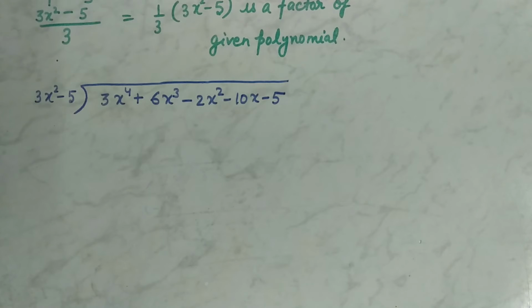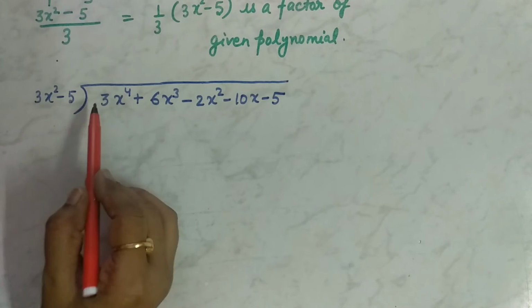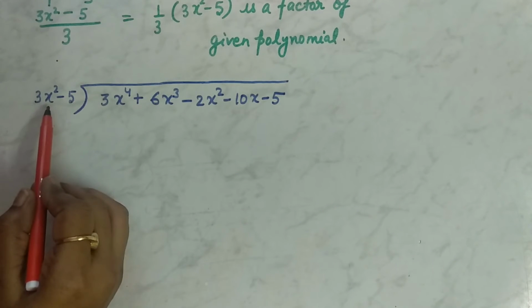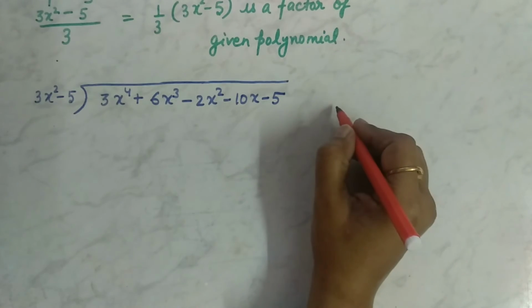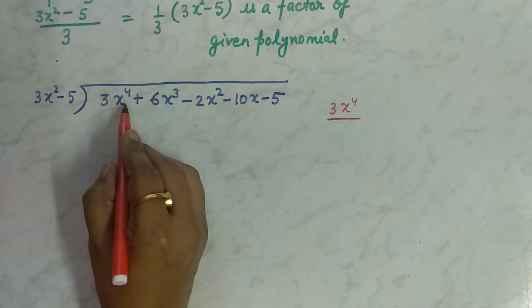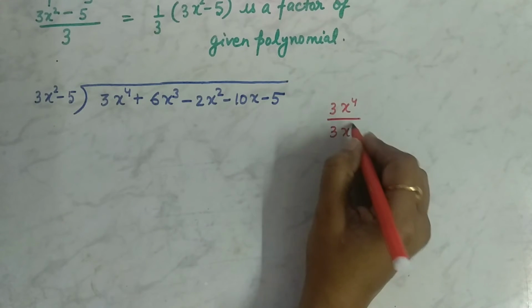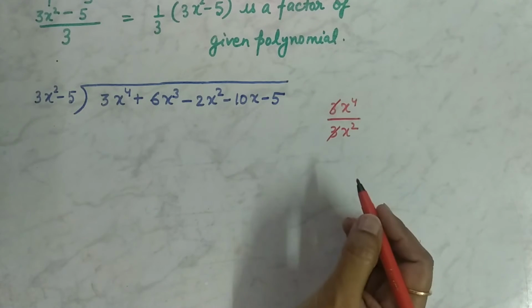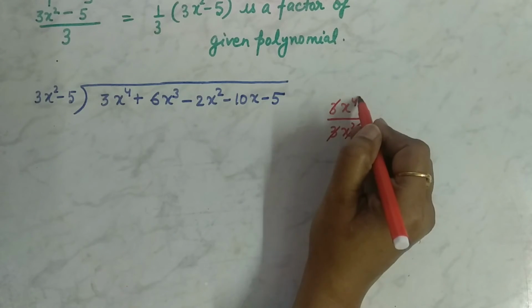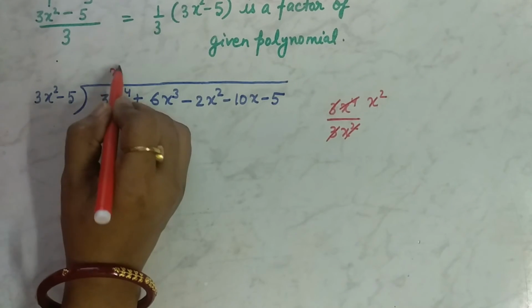Now, to divide, what will I do? I will divide the first term of the dividend by the first term of the divisor. I divide the first term of dividend, that is 3x to the power 4, by the first term of divisor, that is 3x square. 3 and 3 will be cancelled out. X square will divide x to the power 4, so you will get x square. So I write here x square.